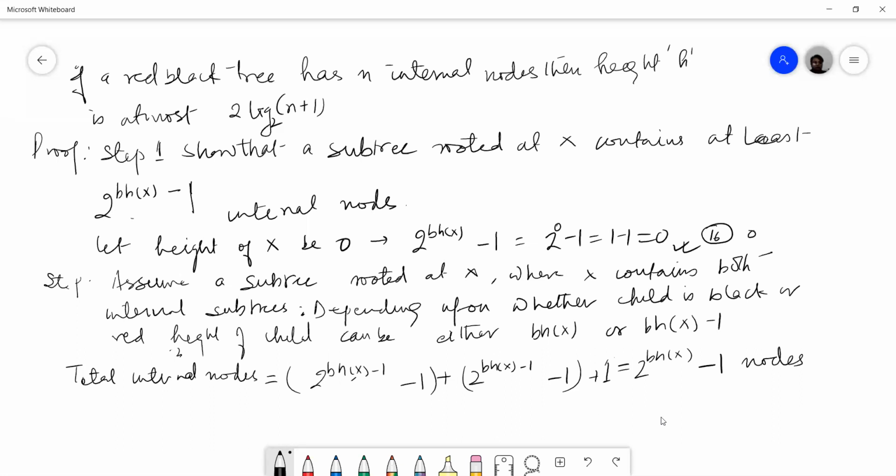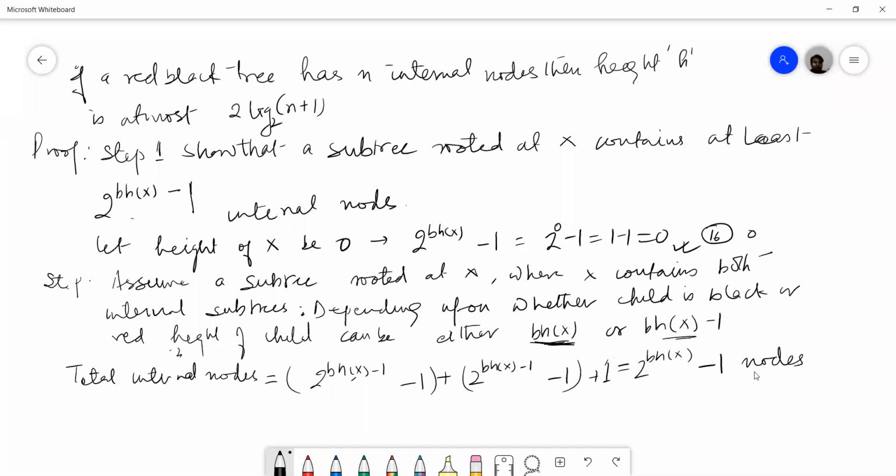So these are the minimum number of nodes that will be contained in a subtree which is rooted at x, which has both children. One child can be red, one child can be black. This is at least what we are calculating. Therefore, we have not taken this because we are calculating the least. The least means this one.